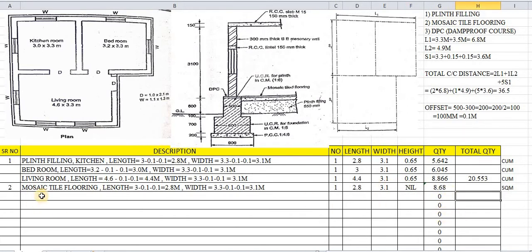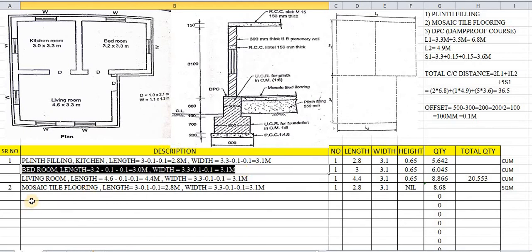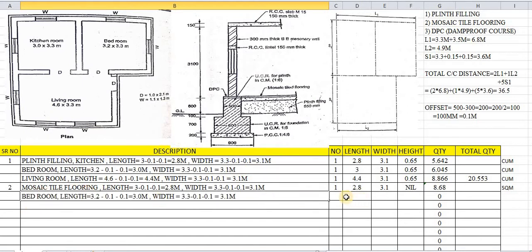So 8.68. Next is again, the same way, mosaic tile flooring. We have taken the kitchen room. Same way we will take the bedroom. The same quantity is there. Mosaic tile flooring, the same quantity is there. So 1 is numbers, 3.1 is the length, and there are no such calculations, it is just the multiplication of this. So how much is the quantity? 9.3 is the quantity for this.